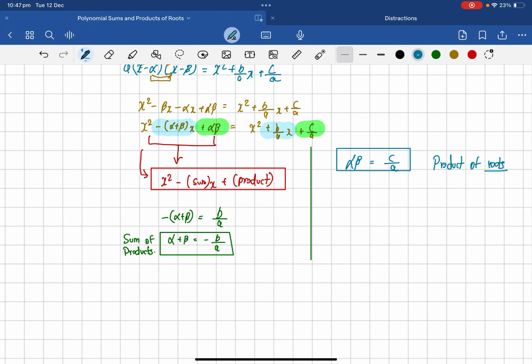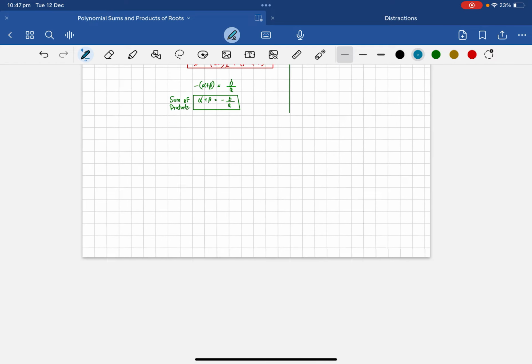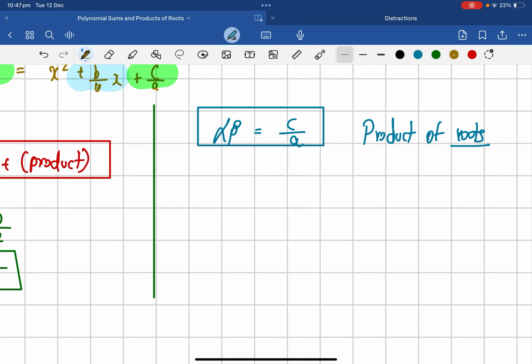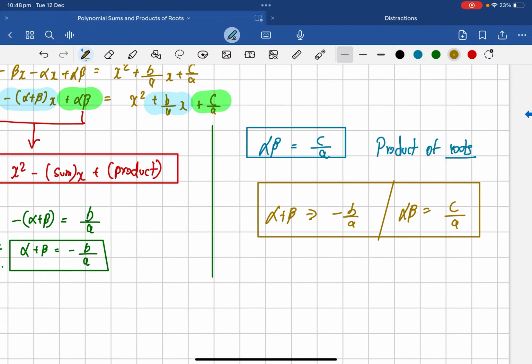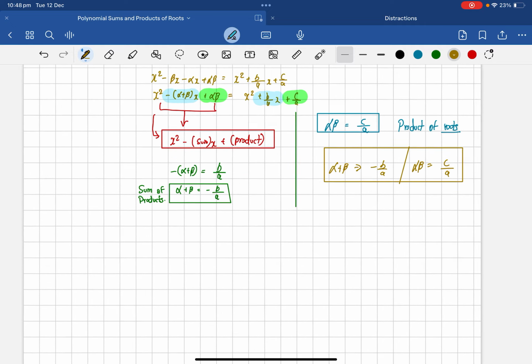So these two are your basic fundamental building blocks, so you must commit them to memory. What are you committing to memory? You're committing that alpha plus beta on a quadratic equation is always just minus b on a. And you're committing to memory that alpha beta is equal to c on a. This is when these are all roots and you want to find the relationship between the coefficients.